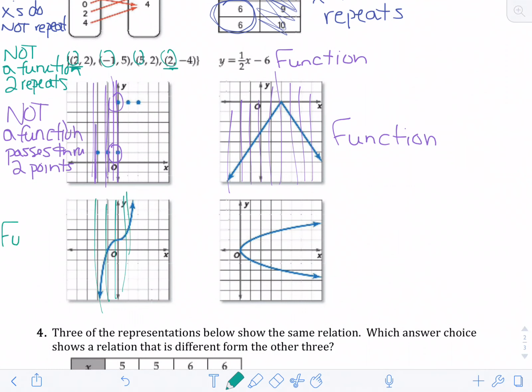It'll be very obvious if it crosses, like the next one. See right here? See how it's very obvious that I crossed up top and on bottom? This one will be not a function. And for this one, I'll just put that it fails the vertical line test.